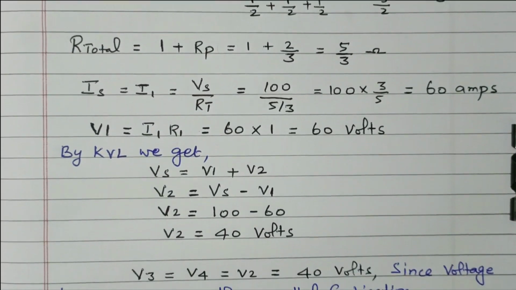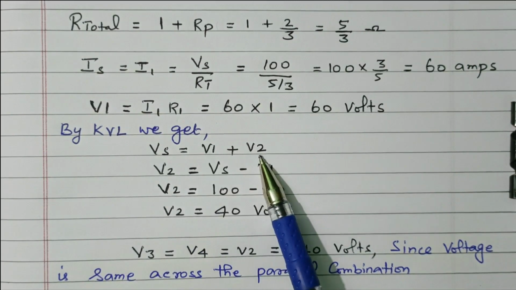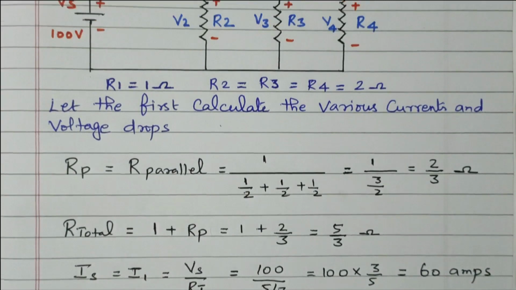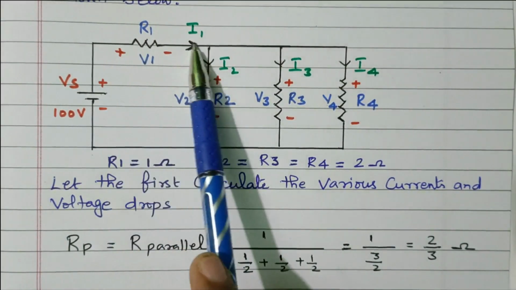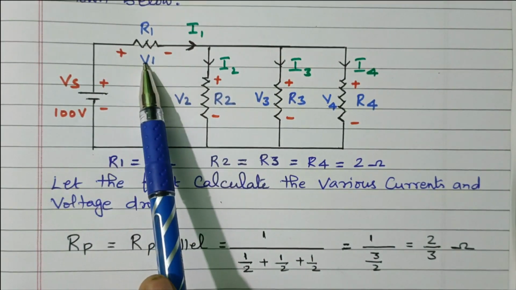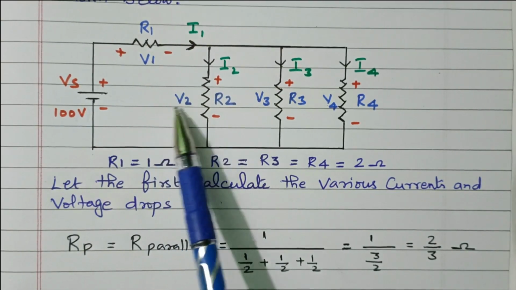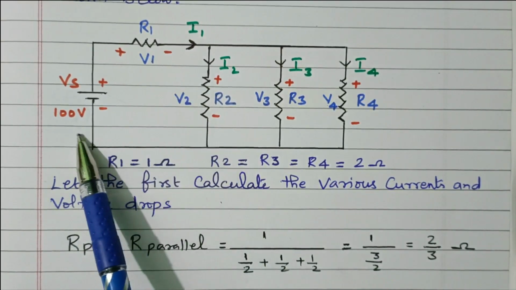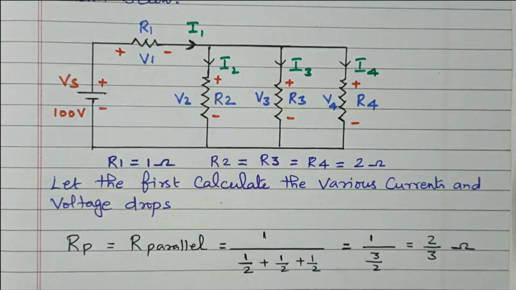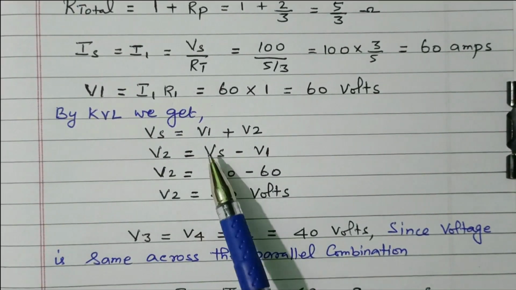Now we will find the voltage drop across each and every element. Vs equal to V1 plus V2. In a closed loop, Vs equal to V1 plus V2. We will refer to the diagram. So this is the closed loop. The voltage 100 delivered is equal to the voltage drop across R1 and R2. So 100 equal to V1 plus V2. The voltage we applied is equal to the voltage drop across R1 and R2. Based on that, Vs equal to V1 plus V2.